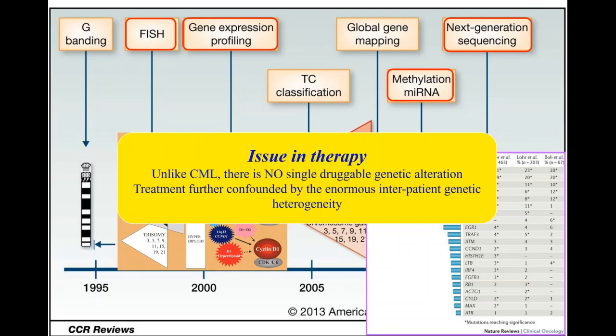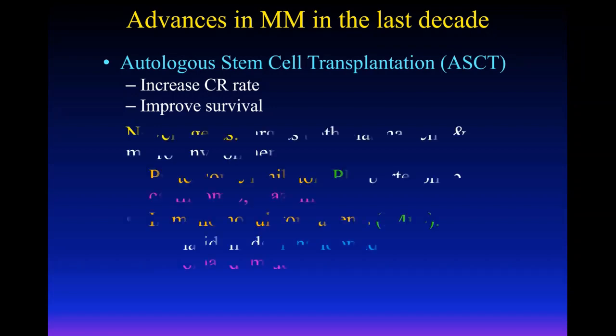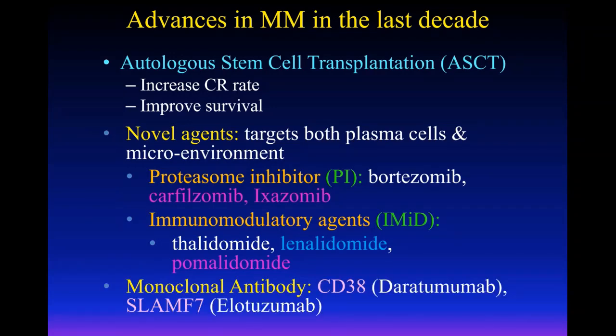So what are the advances in multiple myeloma in the last two decades? First of all is of course the advent of stem cell transplant. Subsequently we have novel agents, including proteasome inhibitors, in short PIs, with different PIs now available, and also IMiDs, the immunomodulatory agents. We also have monoclonal antibodies that target CD38 or SLAMF7, which are densely expressed on myeloma cells.